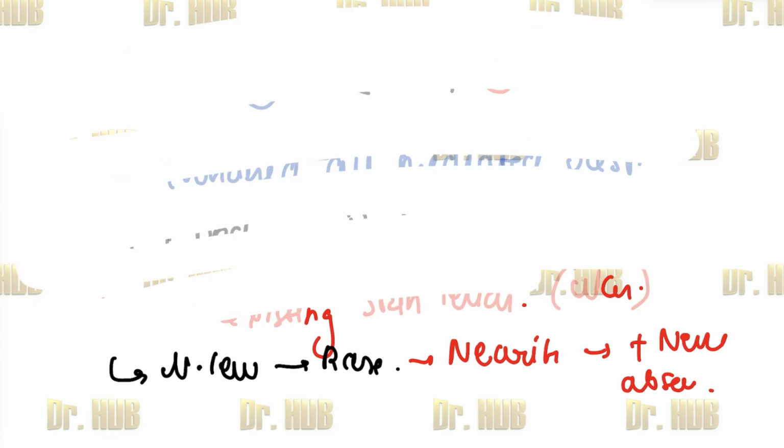Next, what about systemic involvement? Is there systemic involvement in type 1? The answer is no, there is no systemic involvement.